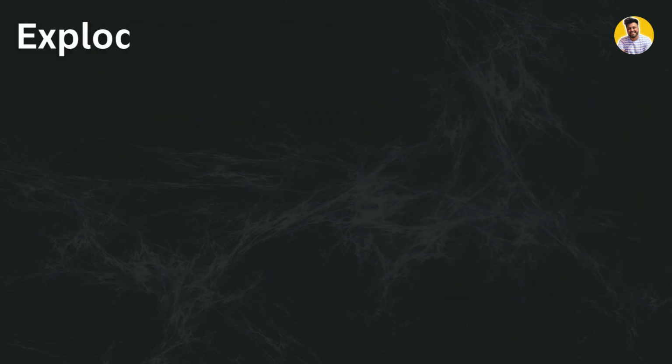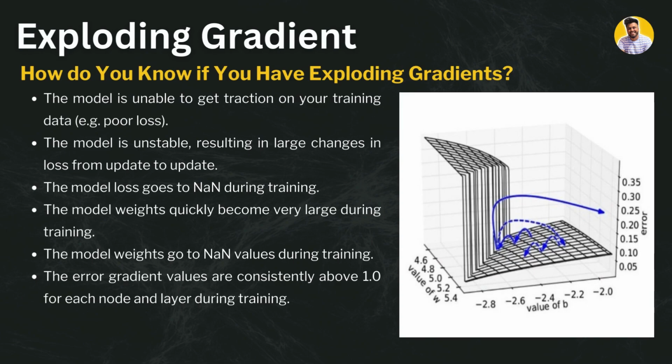Okay, now let's talk about how you know if you have exploding gradients. The model becomes too unstable, and that results in very large updates in your weights. The model loss can go to NaN, because you can't keep up with the values that the neural network is giving you. The model weights quickly become so large, and the weights also go to NaN as well, because your model keeps on updating with error gradient values which are more than 1. So in that way it just completely explodes.